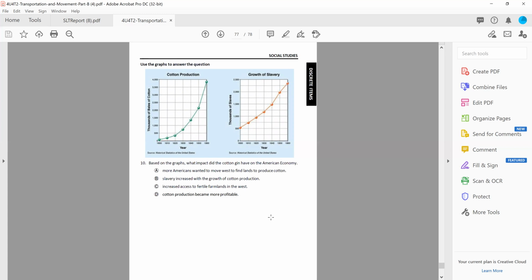Based on the graphs, what impact did the cotton gin have on the American economy? A, more Americans wanted to move west to find lands to produce cotton. B, slavery increased with the growth of cotton production. C, increased access to fertile farmlands in the West. D, cotton production became more profitable. So choose the choice, A, B, C, or D, that has something to do with these 2 graphs.